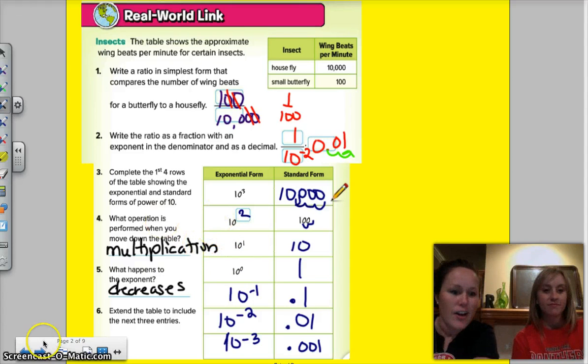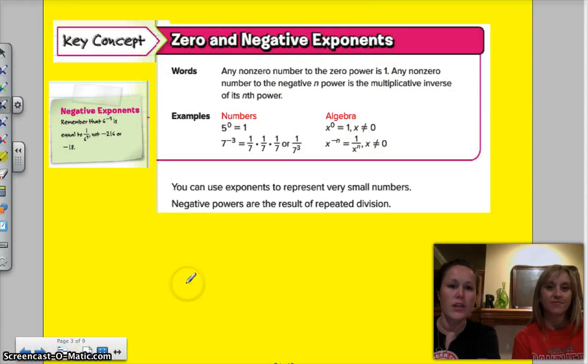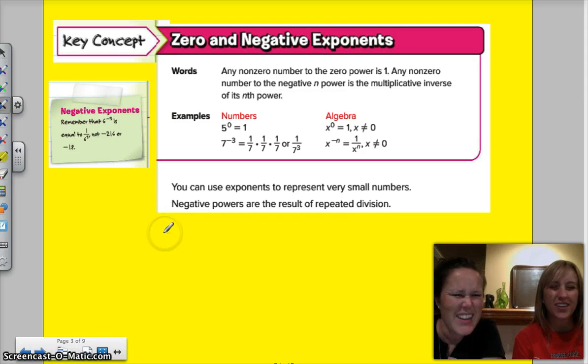All right. Okay, so key concept. We are doing 0 and negative exponents. Okay, so negative exponents. Wow, that's really itty bitty. Just squint. It says, remember that 6 to the negative 3 is equal to 1 over 6 to the third, and not this. Okay? No.